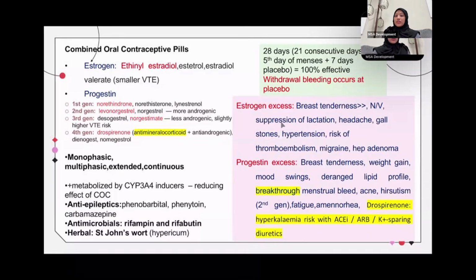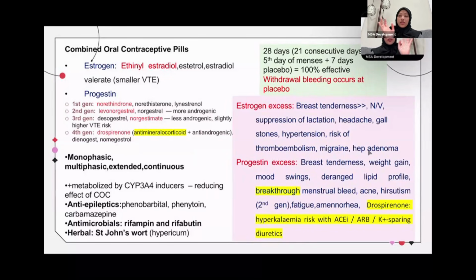Other estrogen symptoms: it suppresses lactation. So for breastfeeding women, it's not recommended because it will suppress milk formation. It can cause gallstones because of this being metabolized by the liver, which is hyperactive, right? And hypertension is a unique feature of estrogen. Remember, hypertension and thromboembolism can happen. Migraine can also be increased with estrogen, and in the liver, hepatic adenoma can also be a finding in people who use a lot of estrogen.